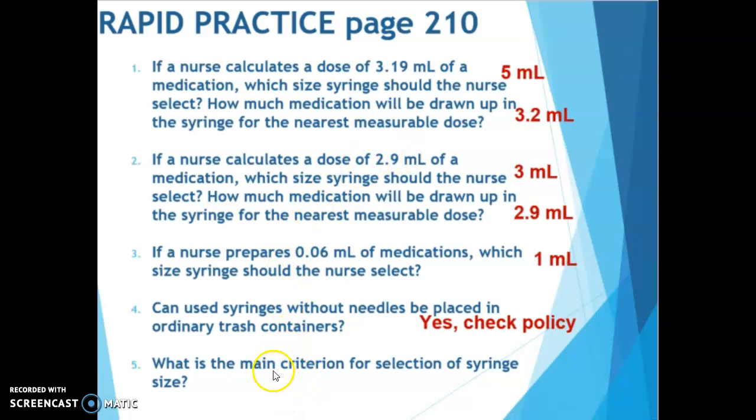Number 5, what is the main criterion for selection of syringe size? We said volume of medication, or medication volume. And I think this is one of your homework questions, so be careful how you phrase it. You know how you can check it and see if you got your answer right. And it gets really frustrating if you don't phrase this correctly. But I think it's volume of medication or medication volume. It's one or the other. Okay, so play around with that.